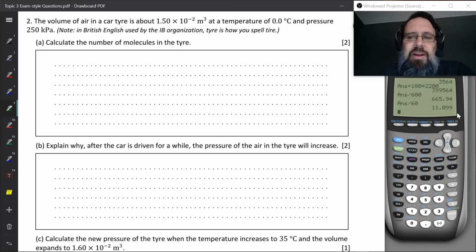Question 2. The volume of air in a car tire is about 1.5 times 10 to the negative 2 cubic meters at a temperature of 0 degrees Celsius and pressure 250 kilopascal. Note, in British English, used by the IB organization, tire is spelled differently. Part A, calculate the number of molecules in the tire.